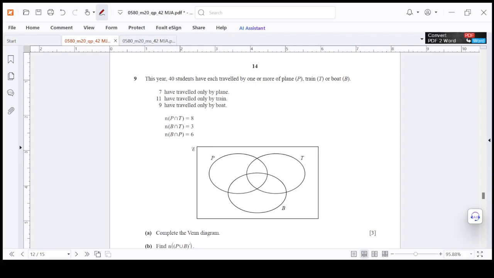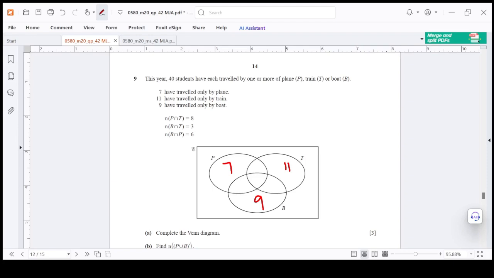Okay. This year, 40 students have each traveled by one or more plane, train, or boat. Lucky students. 7 have traveled by plane only. So by plane only has to be written over here. Let's write that. 11 have traveled only by train. So in this region, let's enter. 9 have traveled only by boat. So 9 comes here.